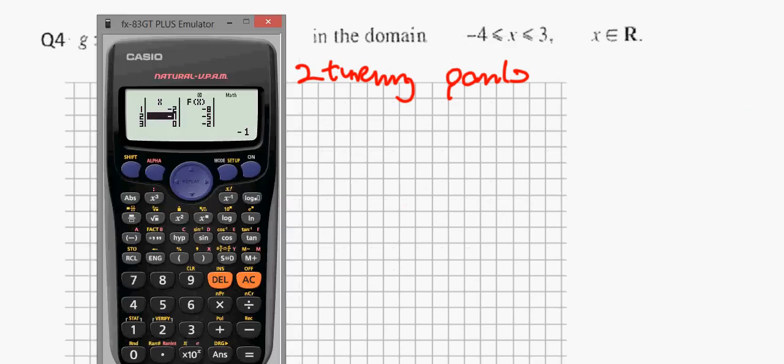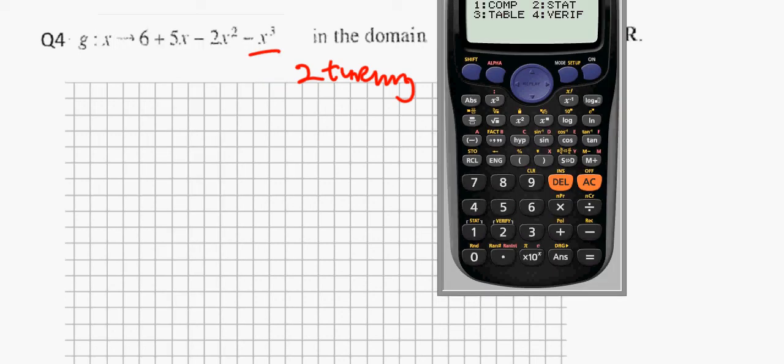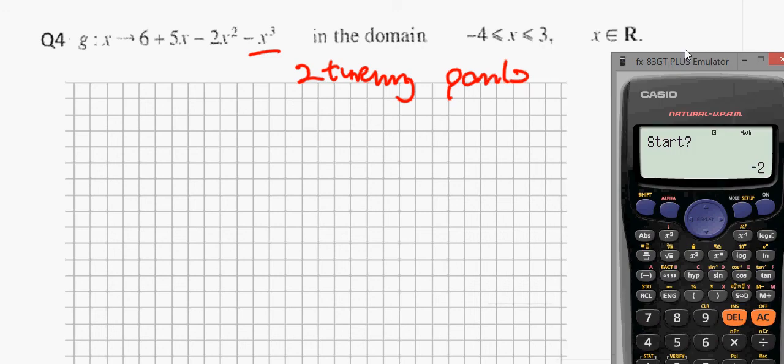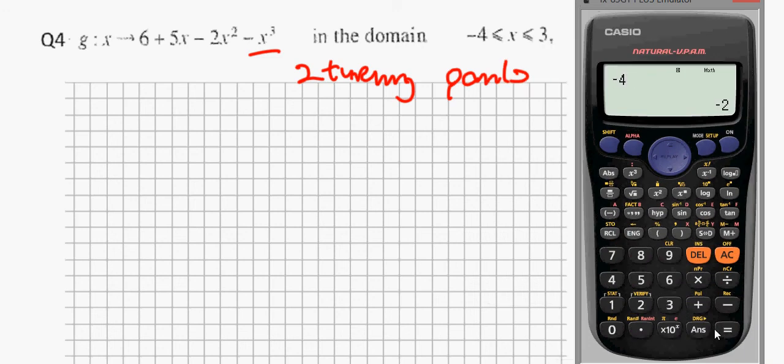We're just going to use the calculator and get this table mode out. So we're going to get a mode. So just press the AC button, actually might be the best way to do it. So we can get 6 plus 5x. Then we get minus 2x squared minus x cubed. The start of this graph is minus 4, and the end is 3. The step is 1.